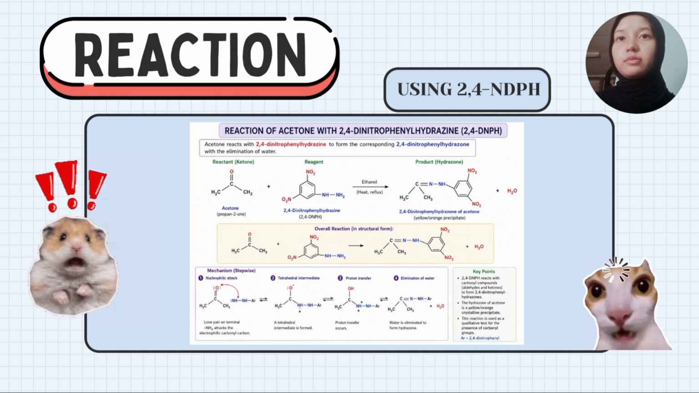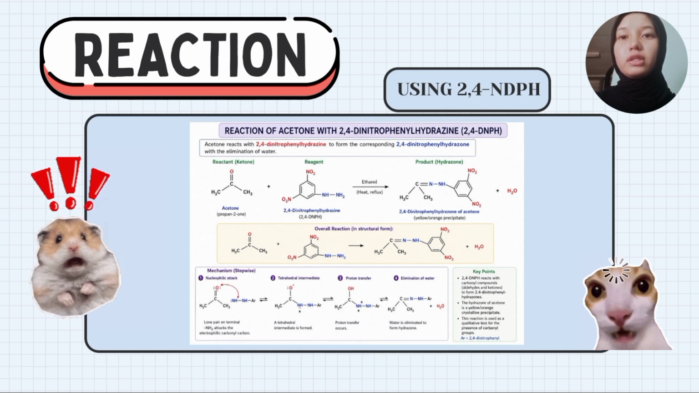Because these precipitates have very sharp, distinct melting points, chemists use them to identify unknown aldehydes and ketones. If you have an unknown liquid, you react it with 2,4-DNPH, measure the melting point of the resulting crystals, and compare it to known values. To wrap up, these reactions are fundamental tools in organic chemistry for the derivatization and identification of carbonyl functional groups.